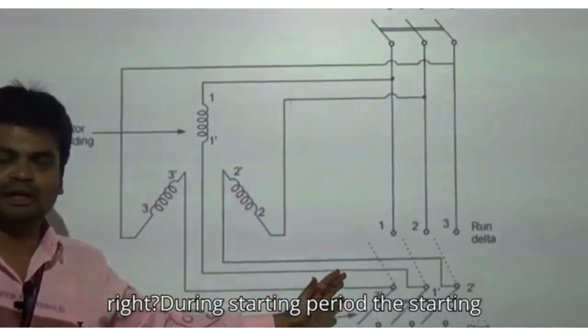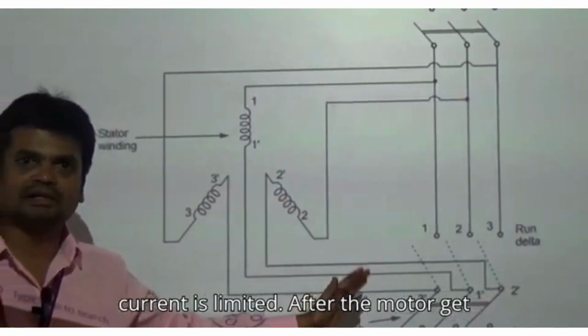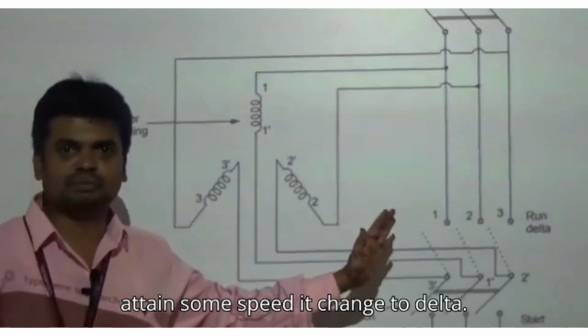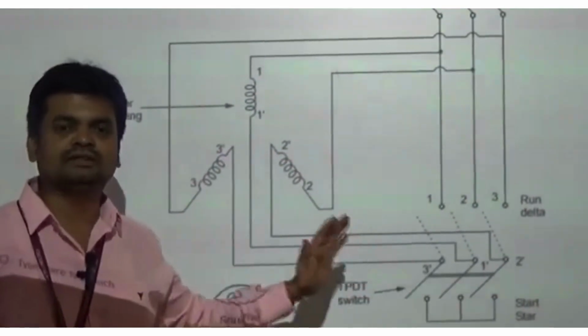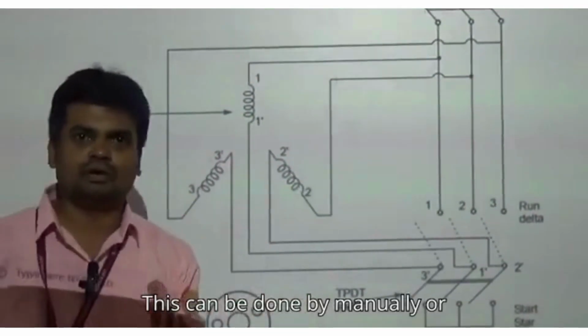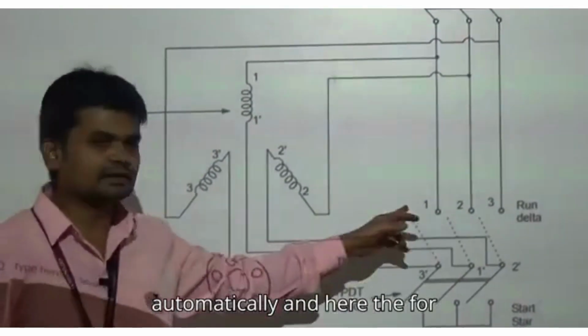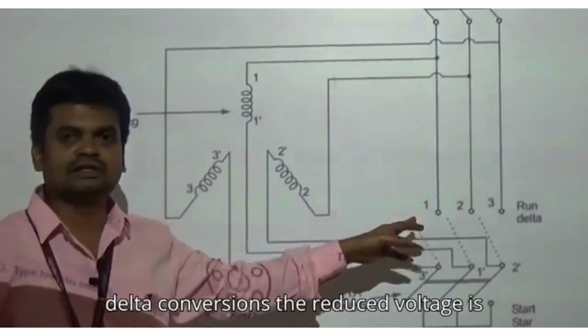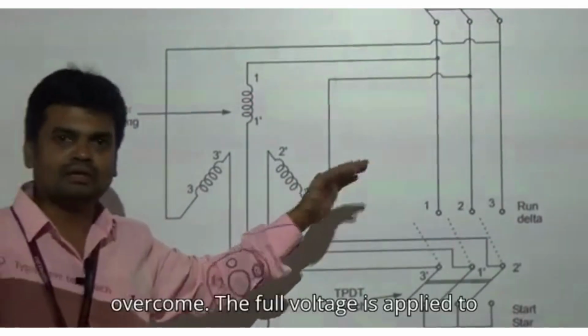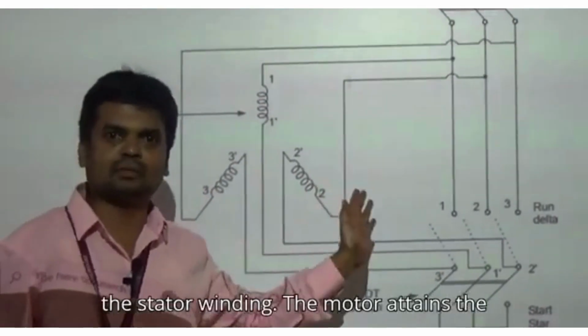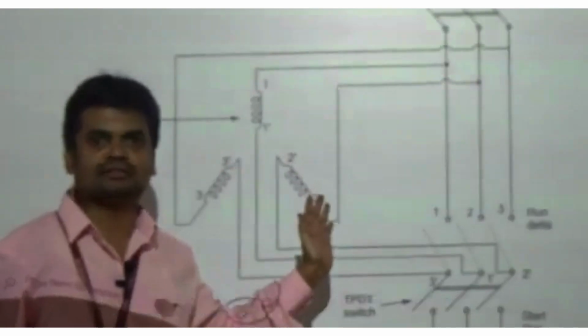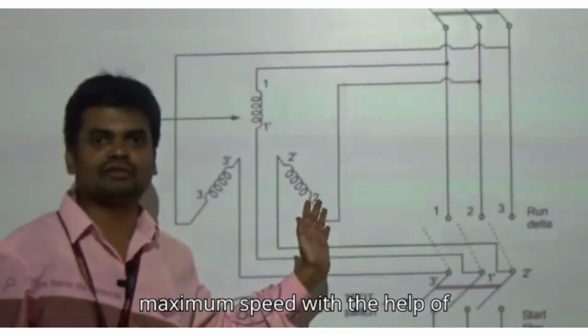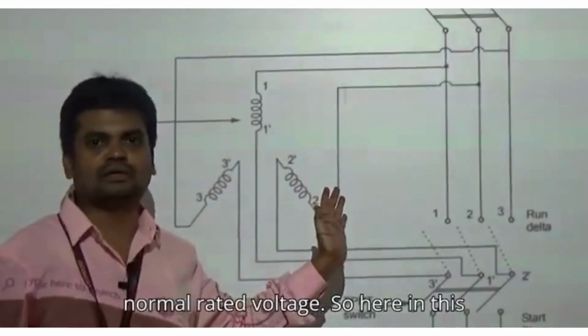During the starting period, the starting current is limited. After the motor attains some speed, it changes to delta. This can be done manually or automatically. For the delta conversion, the reduced voltage is overcome and the full voltage is applied to the stator winding. The motor attains the maximum speed with the help of the normal rated voltage.